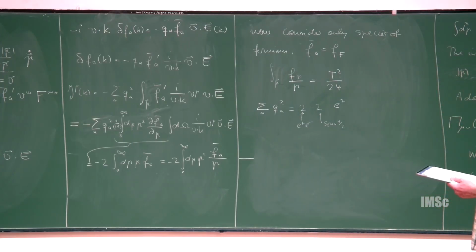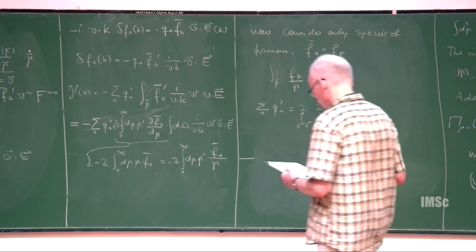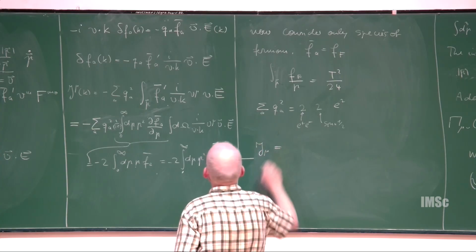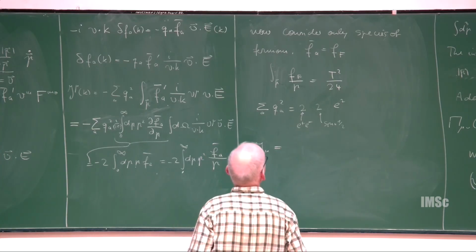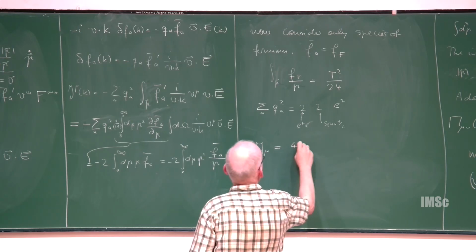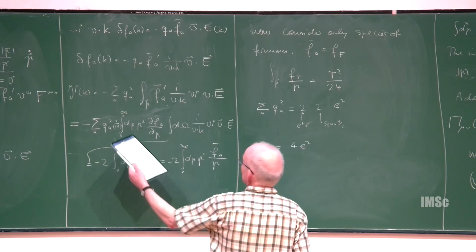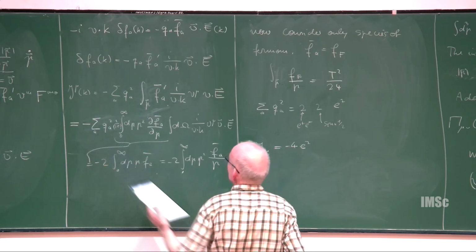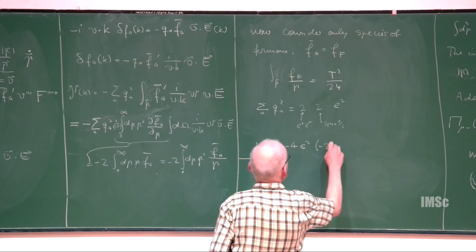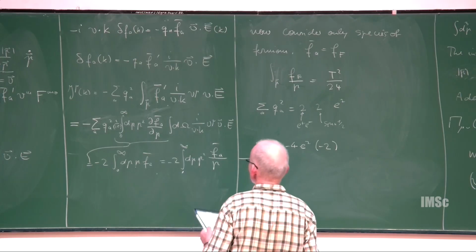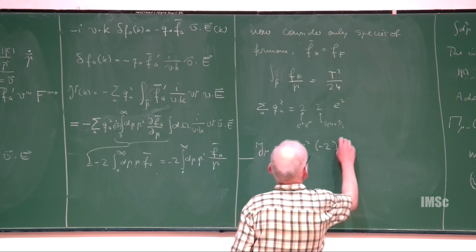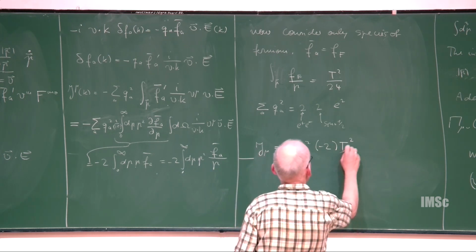Okay, now let's try to put everything together and compute the current. J^μ equals 4e squared from here. Then we also have a minus sign from the front. Then we have another minus sign here. This is minus 2. Then we have the integral over momentum, which was T squared over 24.